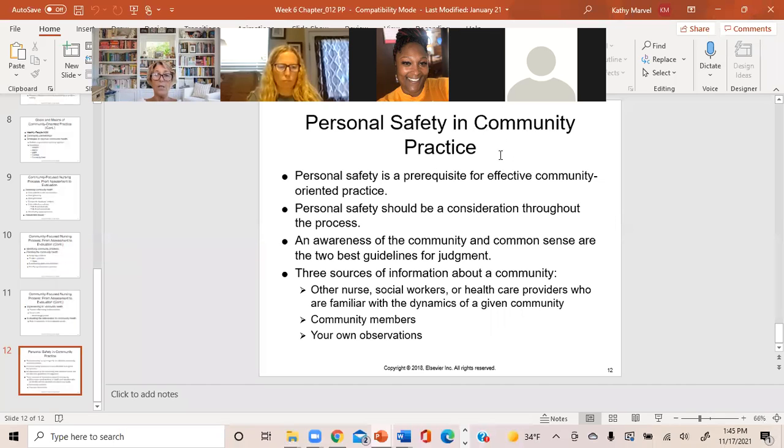Okay, personal safety and community practice. We talked about this a couple of weeks ago, and there was even an exam question. Your safety, remember your safety checklist of how to plan for safety during your visits? Well, here's some additional information. Personal safety is a prerequisite for effective community-oriented practice, right? You're out in the community. You're in places that are unfamiliar to you all the time, right? So personal safety needs to be a consideration throughout the process, right? So an awareness of the community and common sense are the two biggest guidelines for judgment.